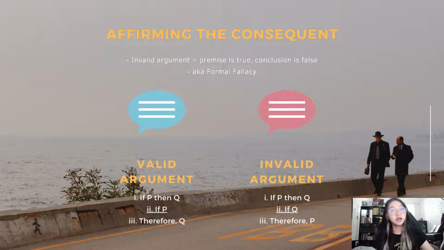To know if an argument is invalid is when the premise or premise set is true and the conclusion is false. This argument form, which is the opposite of modus ponens, is called affirming the consequent, also known as a formal fallacy. Otherwise, it would be considered a valid argument. Here's an example of the difference between the structures of a valid and invalid argument.